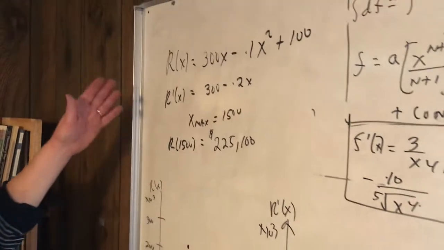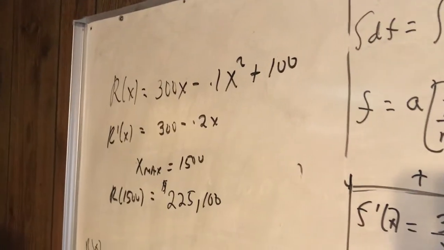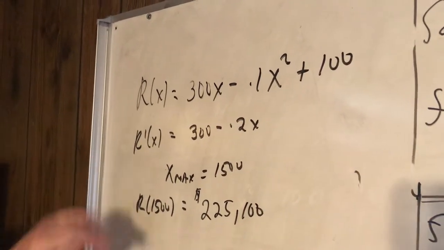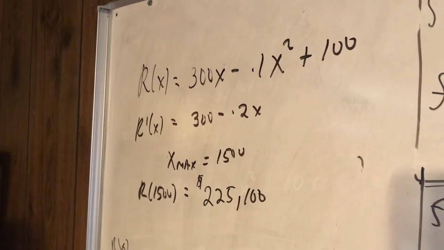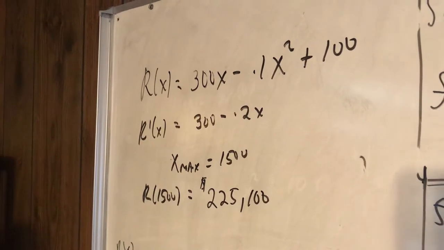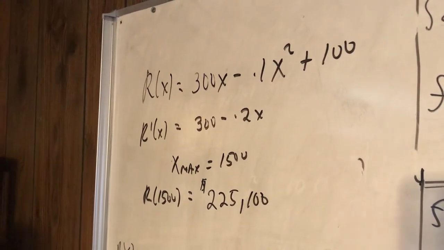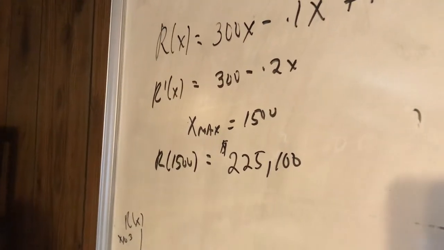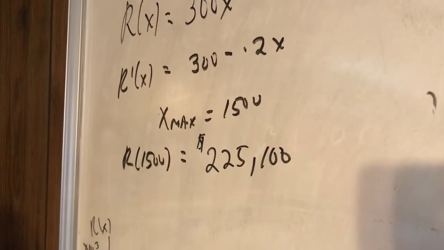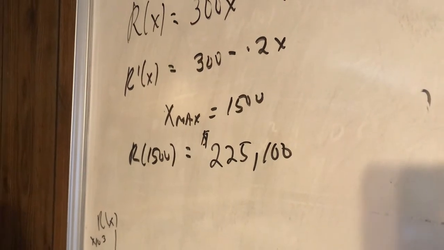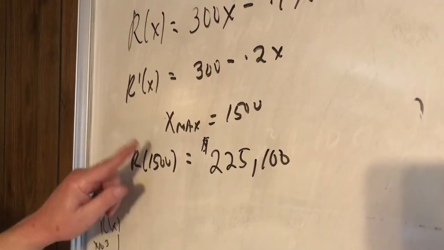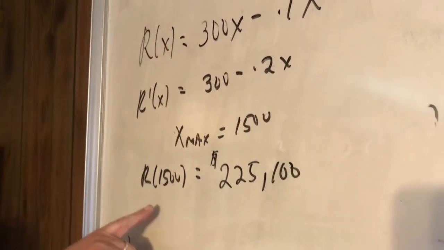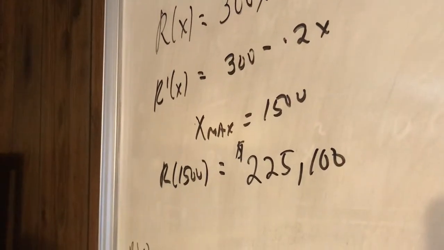This is from our practical example, the revenue function, which we determined by integration, given the first derivative function. When the revenue function is 300x minus 0.1x squared plus 100, the first derivative was 300 minus 0.2x. When we set that equal to 0, we found x max equals 1500. We took the second derivative and found that 1500 was a maximum point. We then took the revenue at 1500, which was 225,100.